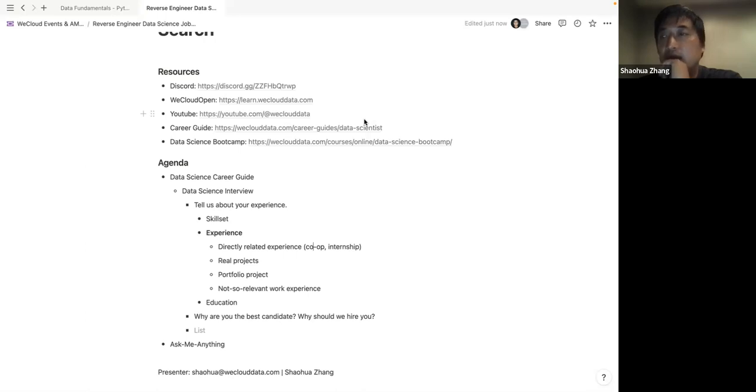Pick up one cloud platform, maybe AWS or Azure. And then of course, you need to find your specialization in data science as well, whether it's natural language processing or computer vision. You sort of have to find that area that you would like to focus on.